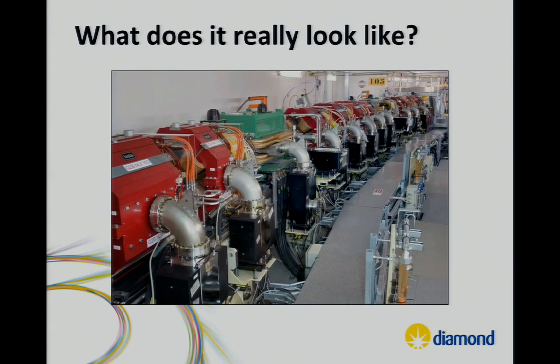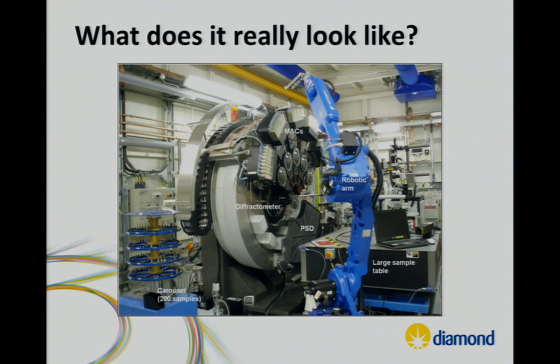This is what it looks like inside. So you have a synchrotron ring with a whole lot of various magnets for focusing and bending, and at various points around this, beams come off and go out through vacuum tubes through the wall to the individual beamlines. This is an example of one of the beamlines.